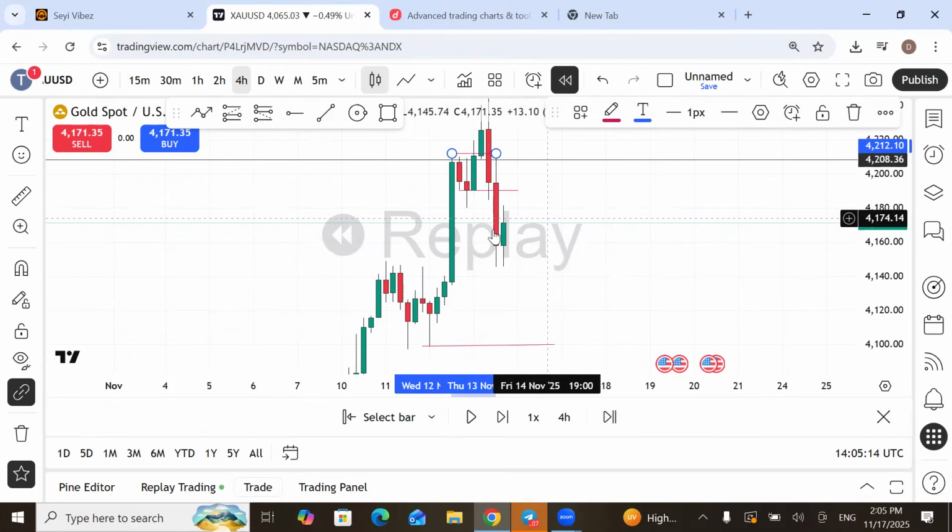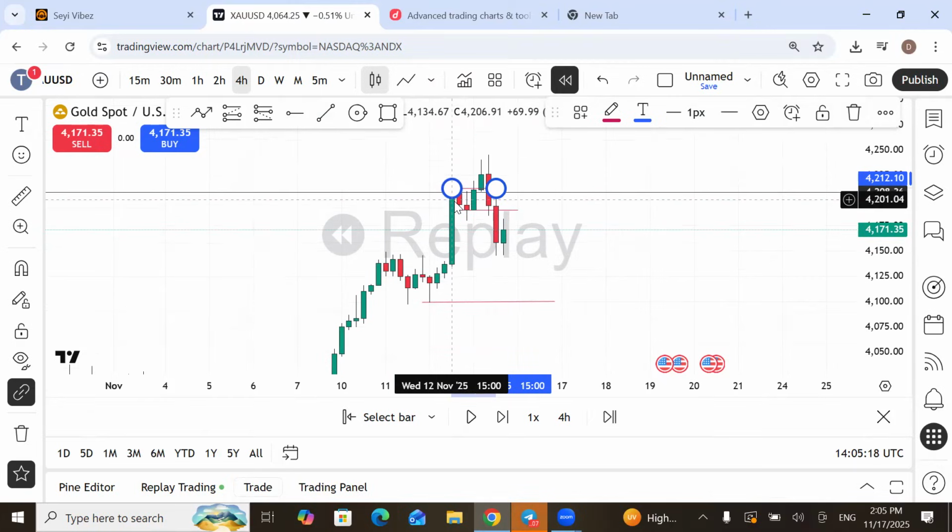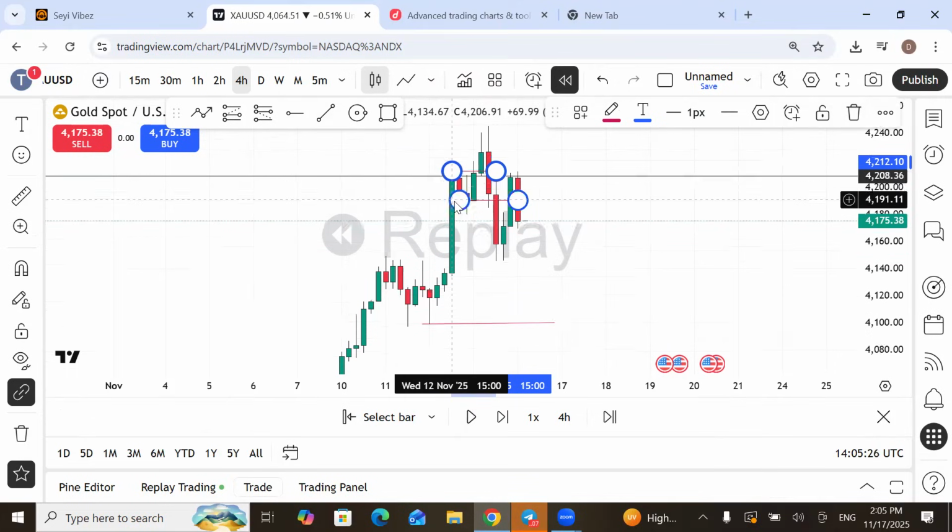So that shows that we are selling to the downside on 4 hours. Since then, we have been having sales to the downside. Now let's play price to know where we want to sell from. Can you see? Paused.